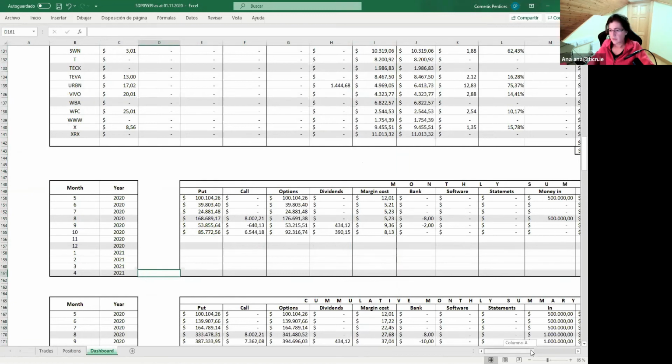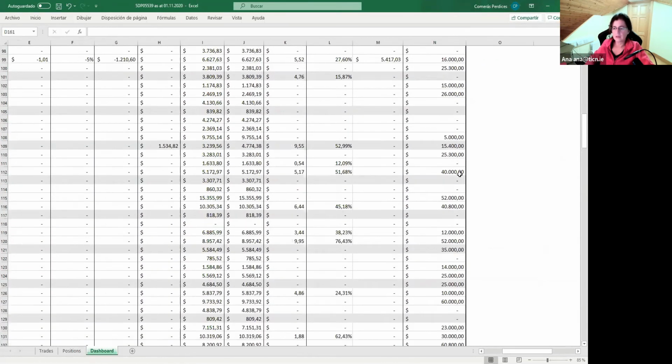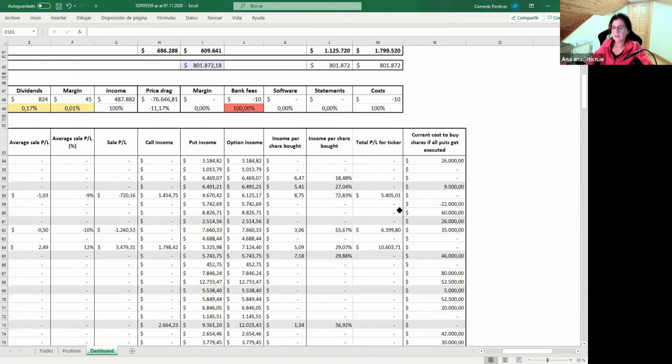On the right hand side, just to be sure. Hey, no, I cannot miss this. Current cost to buy shares if all the puts get executed, because we've sold a number of puts. What happens if they get all executed? Well, we would have to buy them all, right? How much would that be?